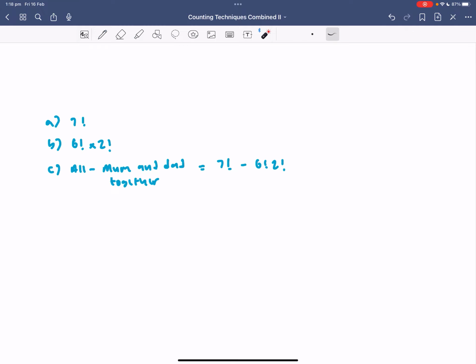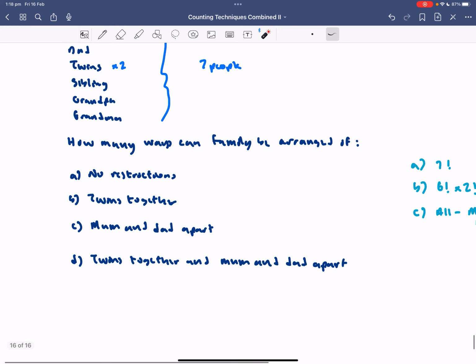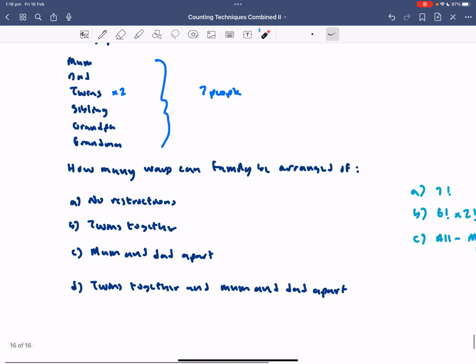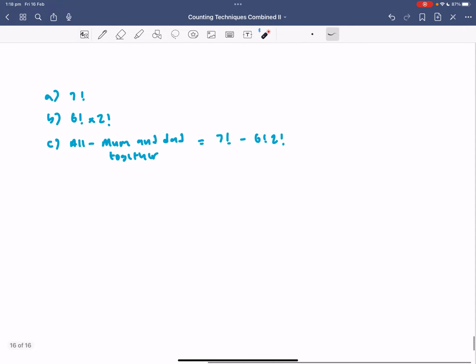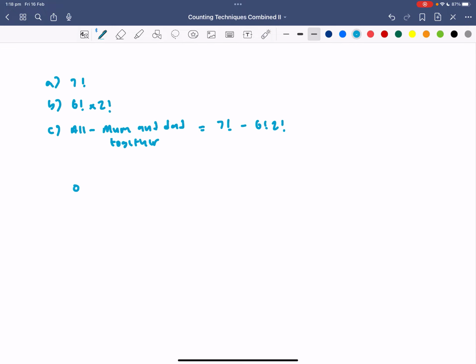Now, if you think about it, what do we need? We need mum and dad to be apart. So that means that there are 5 other people. 1, 2, 3, 4, 5. And there are 1, 2, 3, 4, 5, 6 in between spots. If you have 5 other people, there are 6 in between spots. Now, if you want mum and dad to be apart, all you have to do is randomly pick 2 of those spots. So first of all, there were 1, 2, 3, 4, 5 other people, which means there should be 6 dots between them.